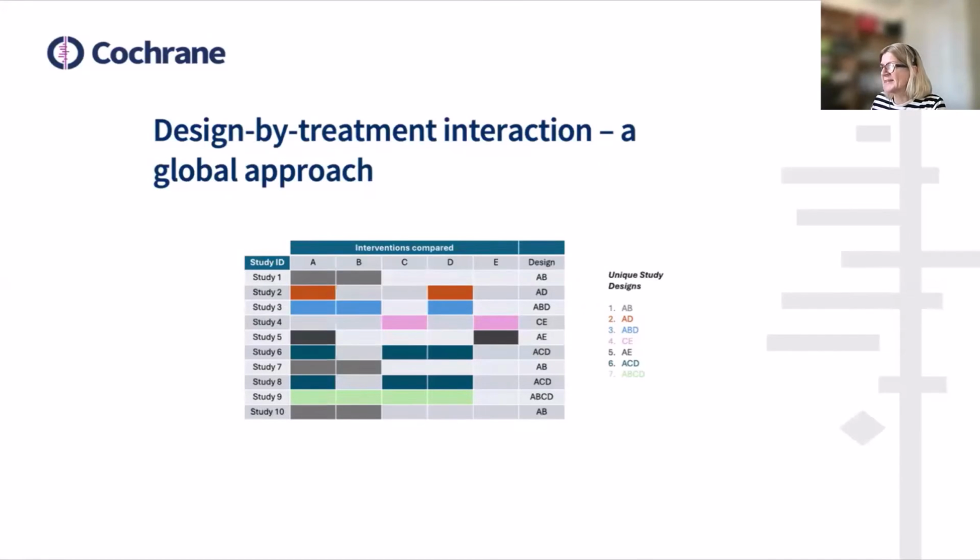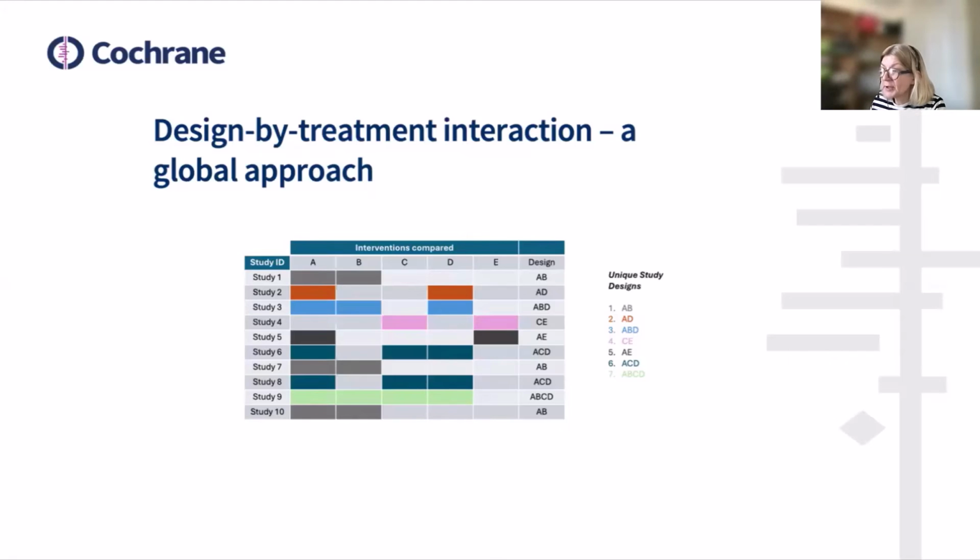Another way of testing global inconsistency is via a design by treatment interaction model. This is a refinement of the inconsistency model approach. Imagine a network comparing interventions A, B, C, and D. That's the top row of the table. There are 10 studies in the network, and there are 7 unique study designs. So by design, we mean the treatments that are compared to each other. So study 1 compares treatments A and B. Study 2 compares treatments A and D, as you can see throughout the rest of this table.